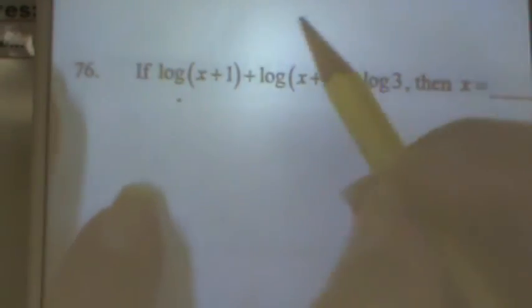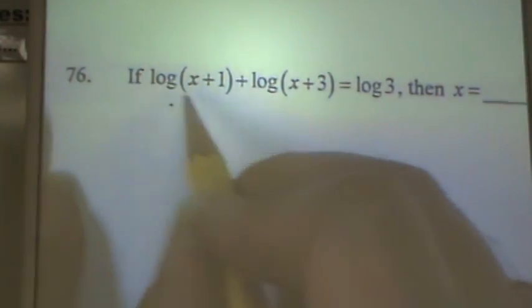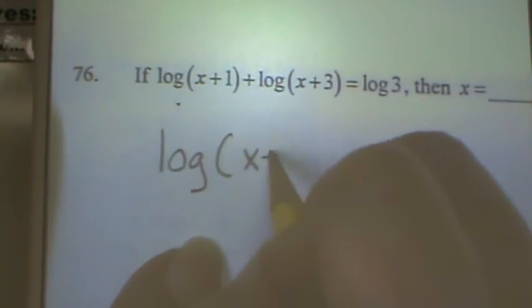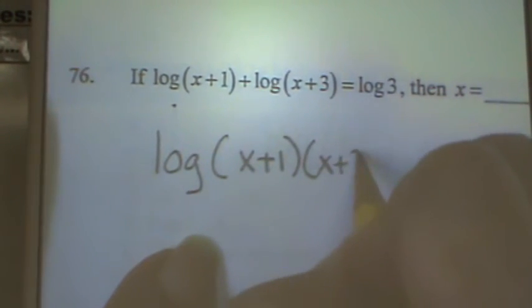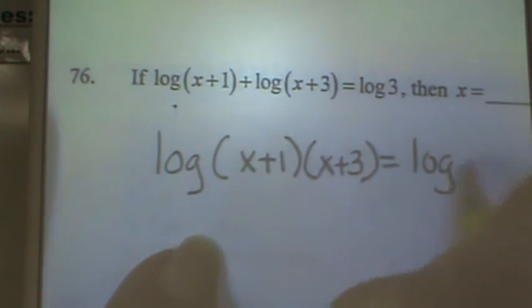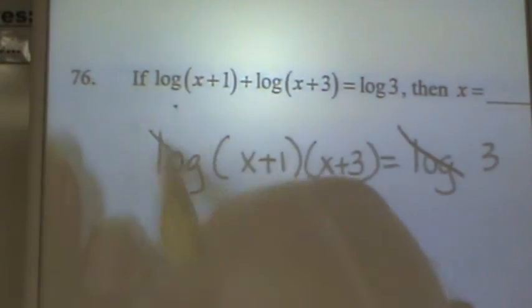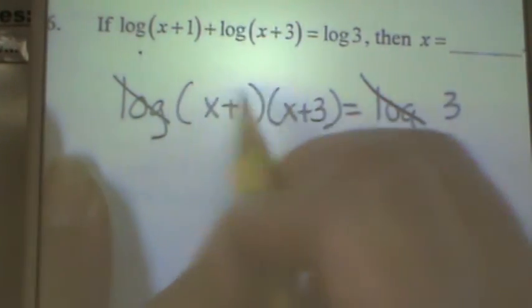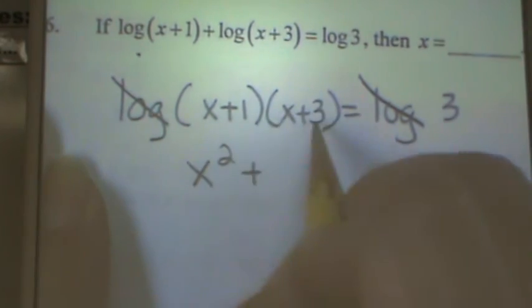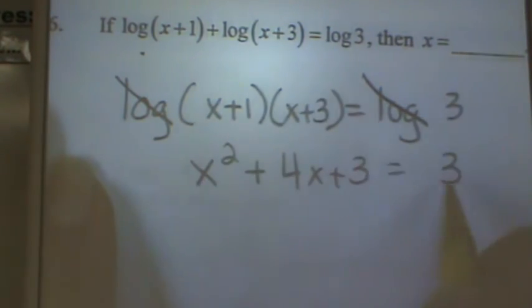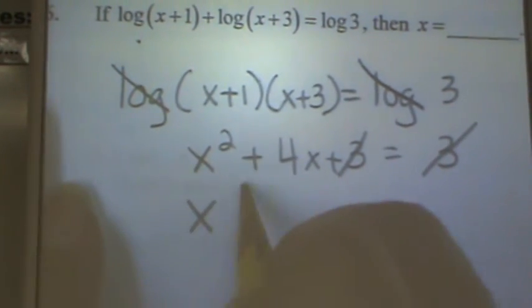For 76, you would condense this one. This is an addition problem, and we could eventually cancel these logs, but let's first condense the left side. It'd be x plus 1 times x plus 3 equals the log of 3. Now, these are both base 10, so one for one we can cancel these out. Distribute this: x squared plus 3x plus 1x is 4x. These 3's cancel. We can factor an x out.